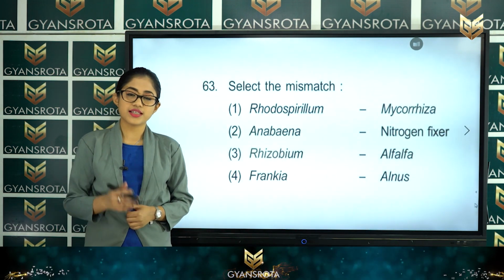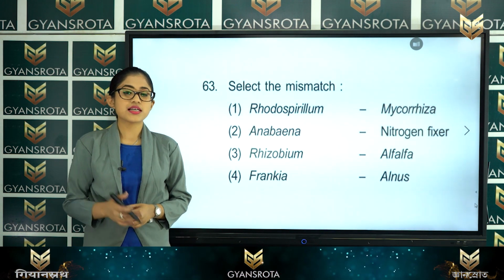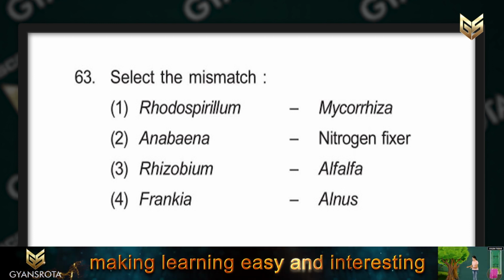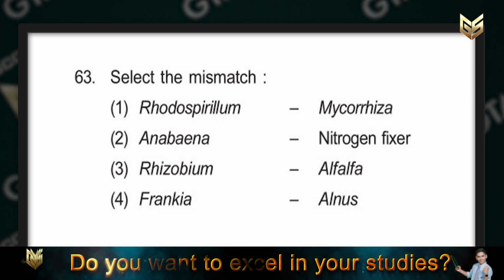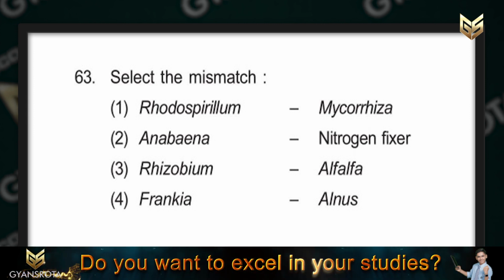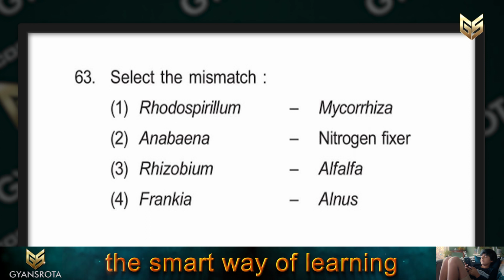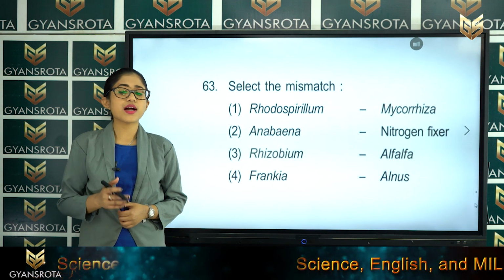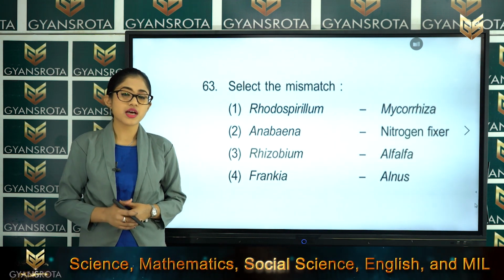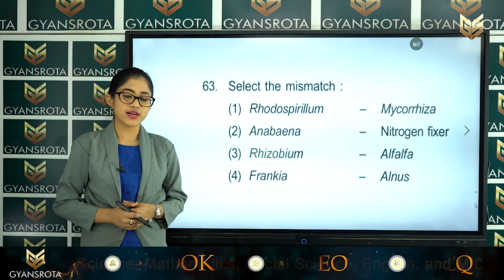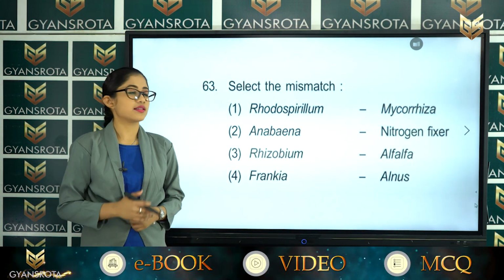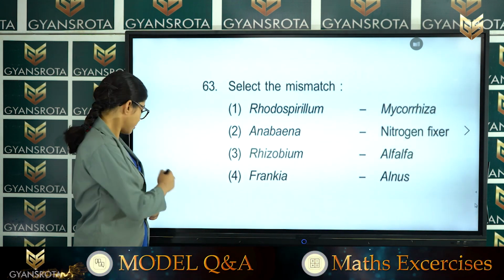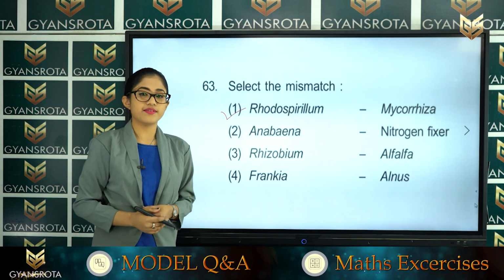Now, in the next question, question number 63, select the mismatch. Rhodospirillum has been matched with mycorrhiza, Anabaena is with nitrogen fixator, Rhizobium is with alfalfa and Frankia is with Alnus. So, this is from the chapter Mineral Nutrition. While discussing biological nitrogen fixation, we have got all these different species, right? So, which among them is the correct option for this question? That is option number 1, Rhodospirillum.